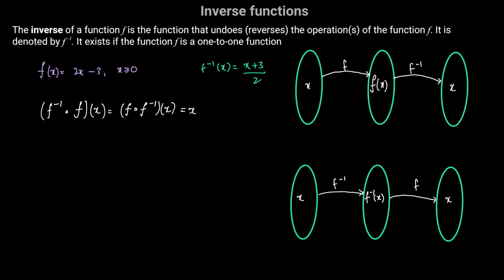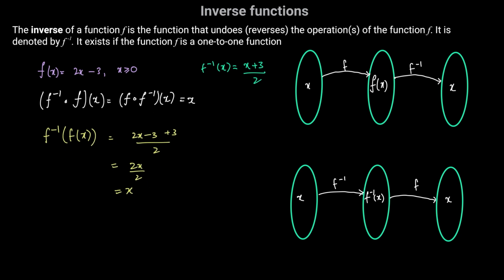So first, let's compute the composite function f inverse f of x. That's the first one over here. How do we do that? Well, if you look at the function f inverse of x, we're taking f of x as the input in the function f inverse. So we have f inverse of x is equal to (x plus 3) divided by 2, but now instead of x as the input, we're going to have 2x minus 3 as the input. So what we have over here is 2x minus 3, that's our input, plus 3, divided by 2. And this gives us 2x divided by 2, and this is equal to x. So we've shown that f inverse f of x is equal to x.